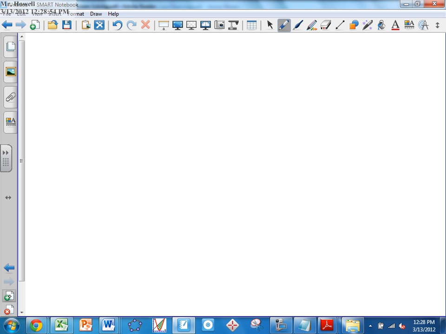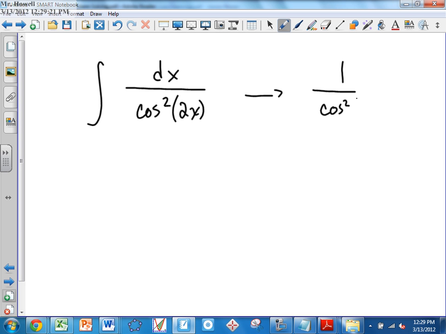Okay, this is an interesting one to look at. That's how you get up there. dx over cosine squared of 2x. Okay, the integral of this, which can be thought of, obviously, as 1 over cosine squared 2x times dx, which is what you're used to seeing, by the way. Again, you're used to seeing a function and dx at the end. So if you want to rewrite it that way, start by doing that.